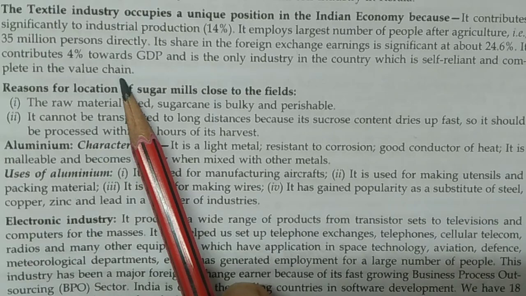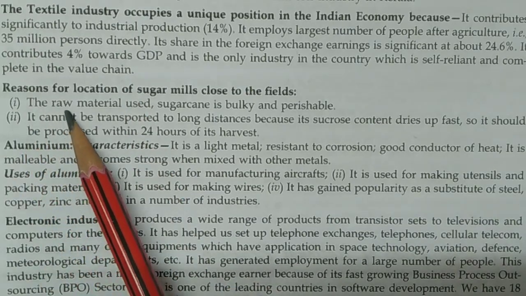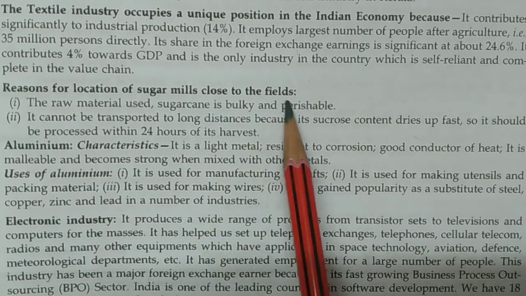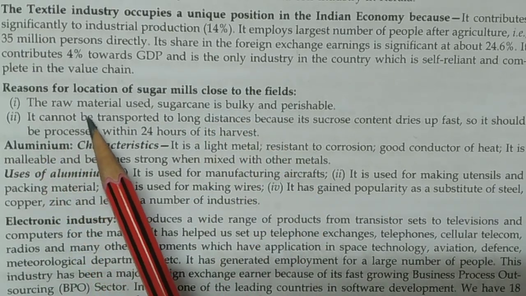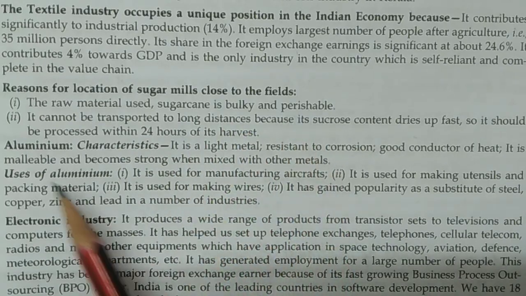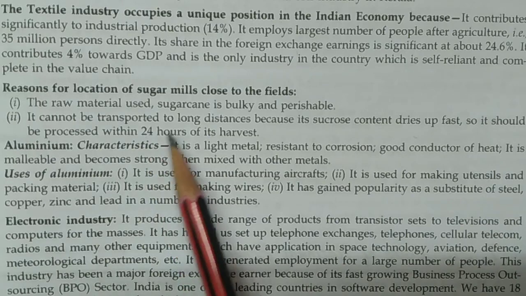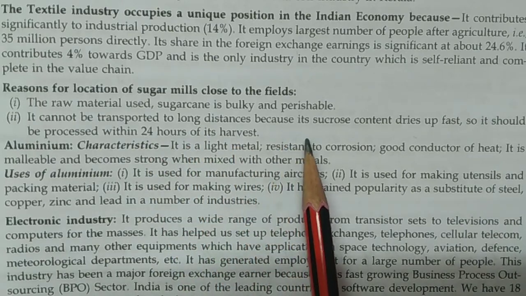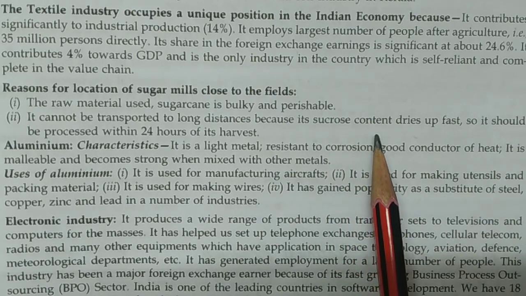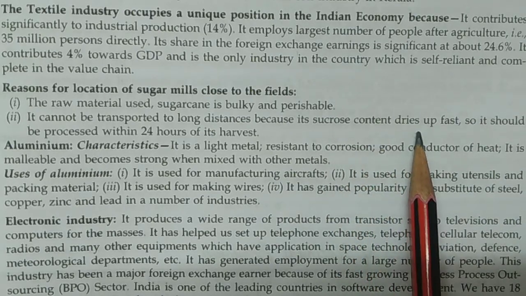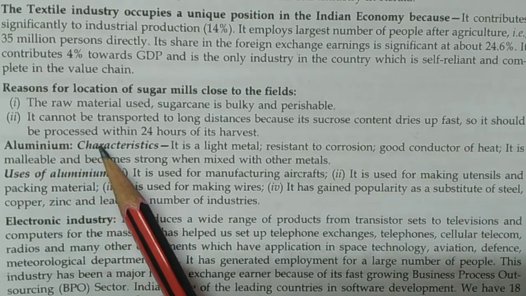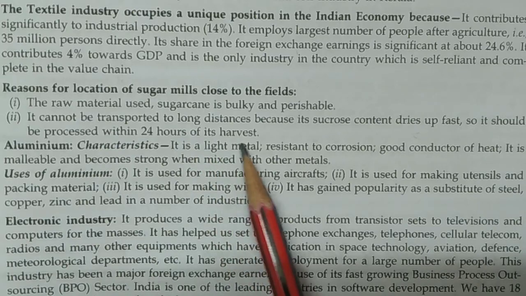Next, reasons for location of sugar mills close to the fields. First, the raw material used, sugarcane, is bulky and perishable. Second, it cannot be transported over long distances because its sucrose content dries up fast, so it should be processed within 24 hours of its harvest.